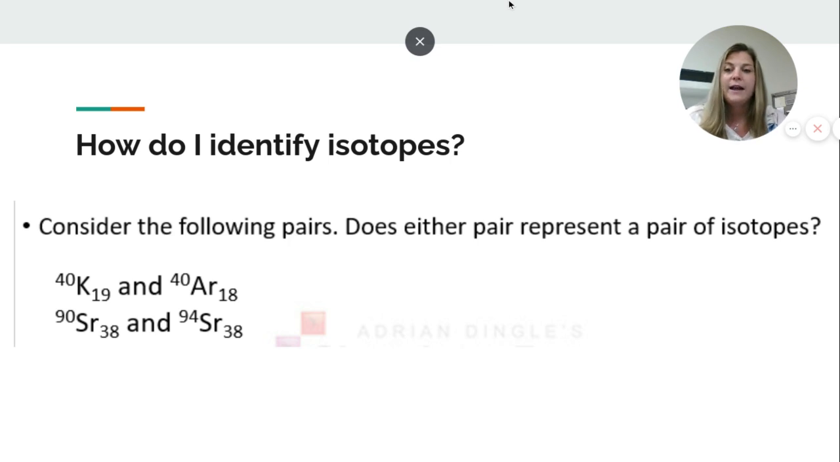All right. How to identify isotopes? Here's a quick question for you to make sure that you are still able to see what would be an isotope pair and what would not. So really quick, answer the question on Edpuzzle. Which of these are examples of isotopes?